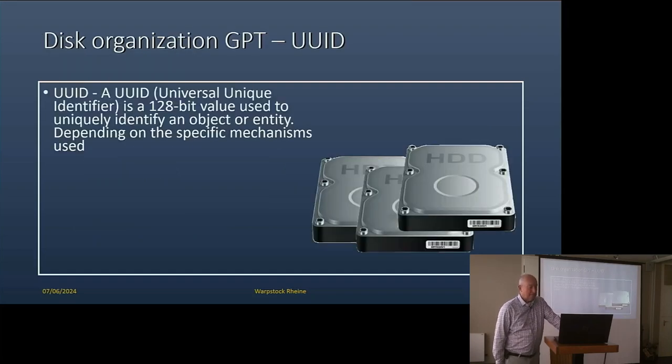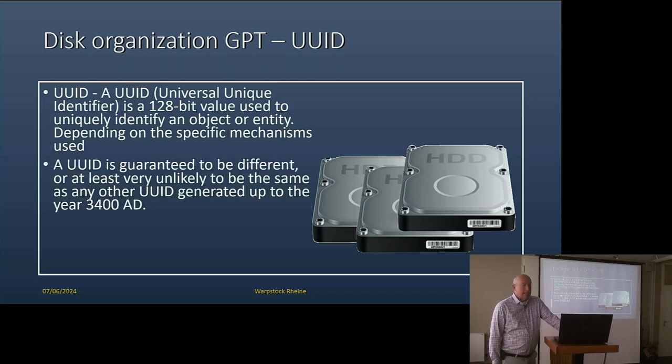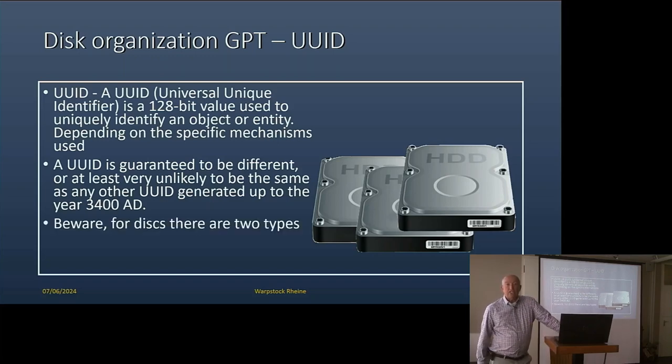GPT organization. The universally unique identifier, which we said is 128 bits, is used to identify objects on the disk. Somebody worked out sometime that the UUID generated is apparently valid up to the year 34,000 AD, not to be duplicated with another one. This mathematics goes above my head. Unbelievable. As I said, beware, you have two types of UUID, the disk and the partition.